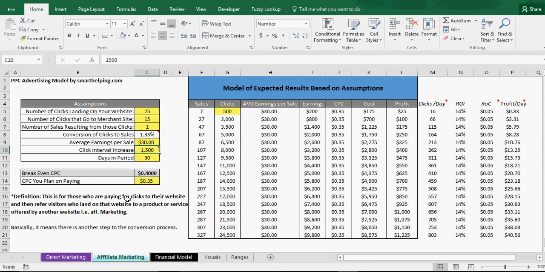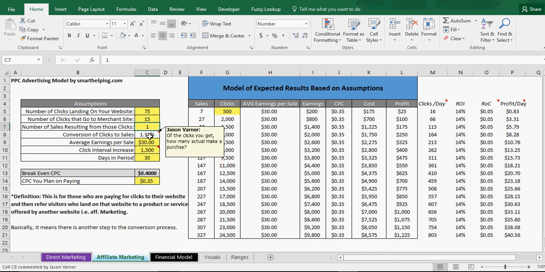Now the second part is affiliate marketing, and all we've done is add another level of conversion. So we're saying, okay, number of clicks landing on your site, let's say you pay for 75. Of those 75, we're saying 15 actually click through from your site and are referred and tracked for your affiliate, and go on to the merchant site. Of that 15, we're saying there's one sale.